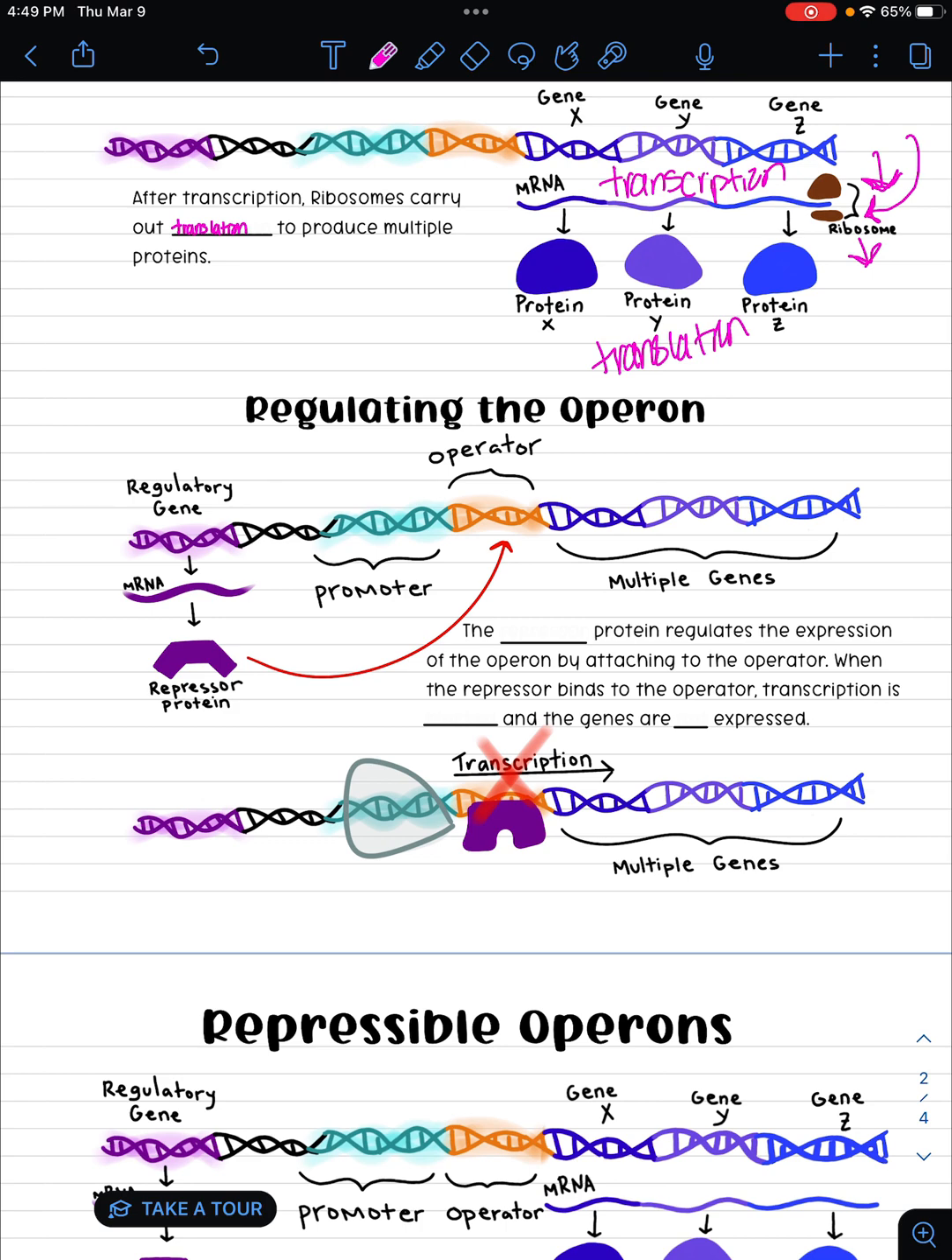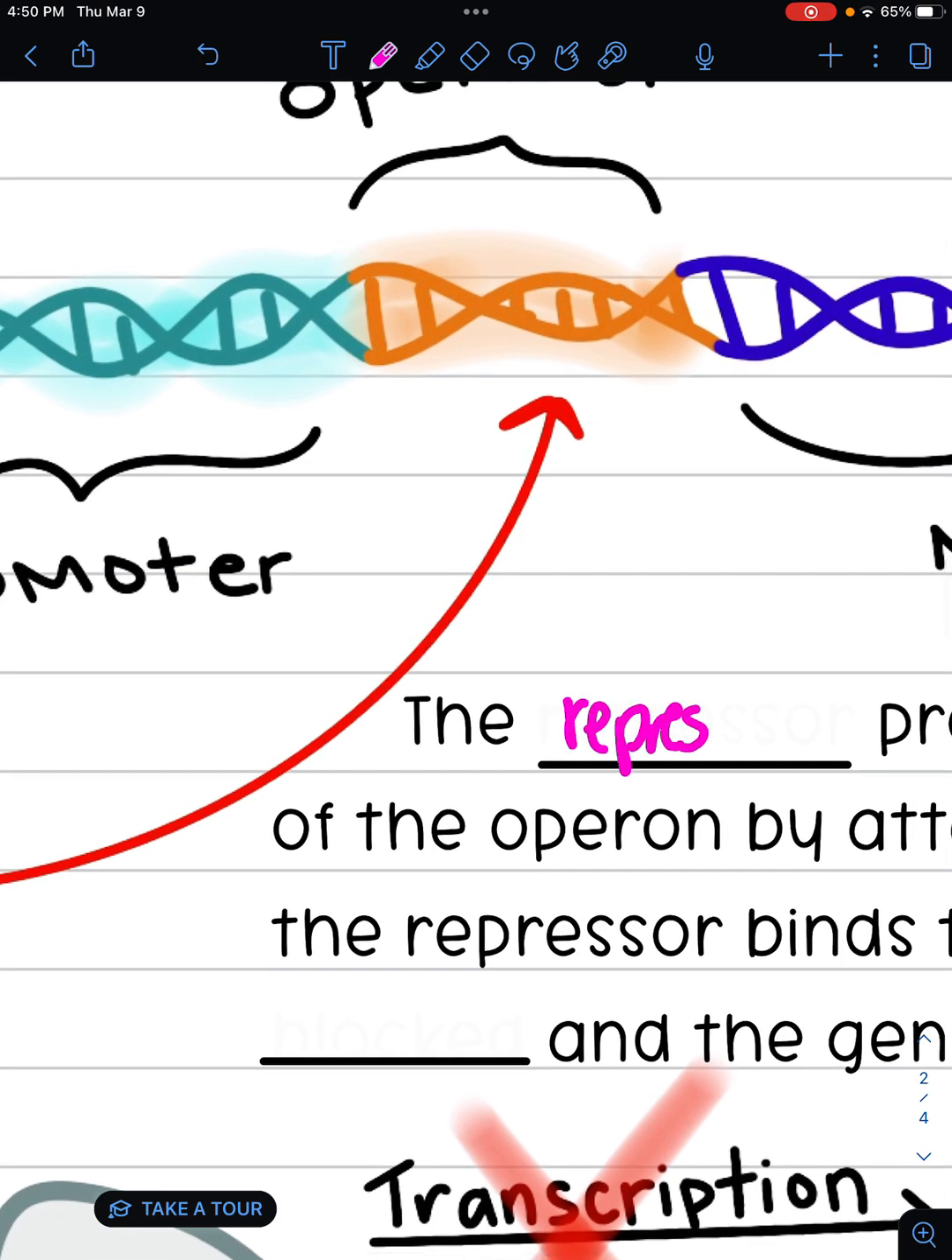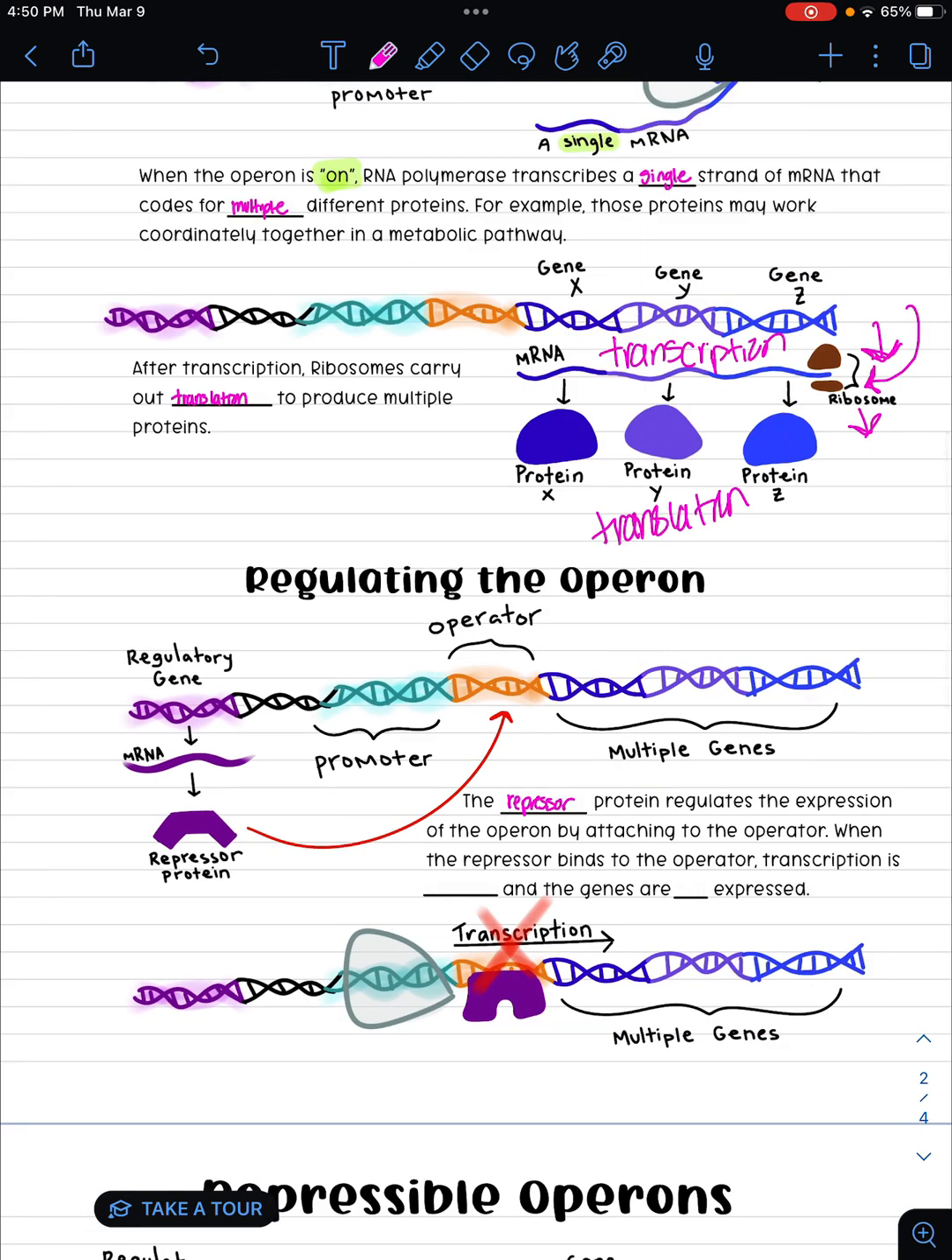Nobody yell it out, just in your mind, I want you to think of it. What protein is repressing the operon? Pretty self-explanatory, right? The repressor protein. I'm going to zoom back out and ask you another question. What makes the repressor protein? That thing that's upstream called the regulatory gene.